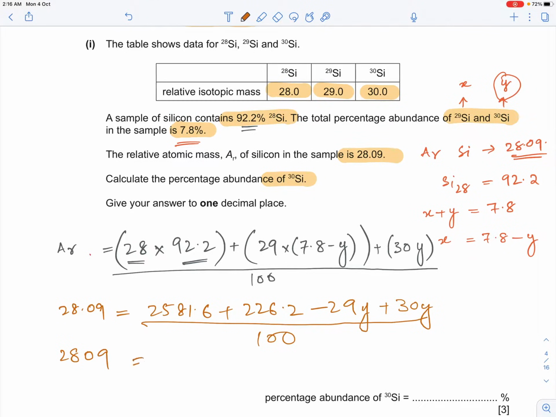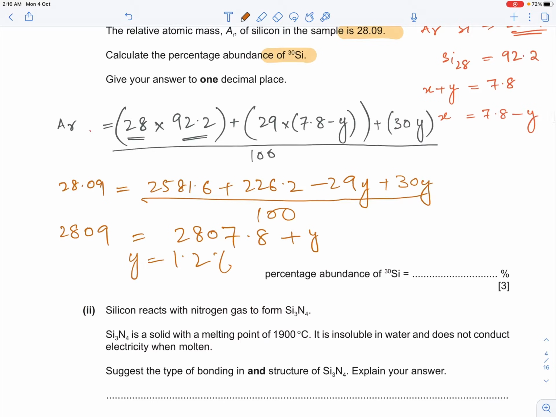So this would become 2809 is equal to 2807.8 plus Y. So Y would be equal to 2809 minus 2807.8, which is equal to 1.2. So Y is equal to 1.2%, and this is the percentage abundance of silicon-30, and we have to give the answer up to one decimal place.